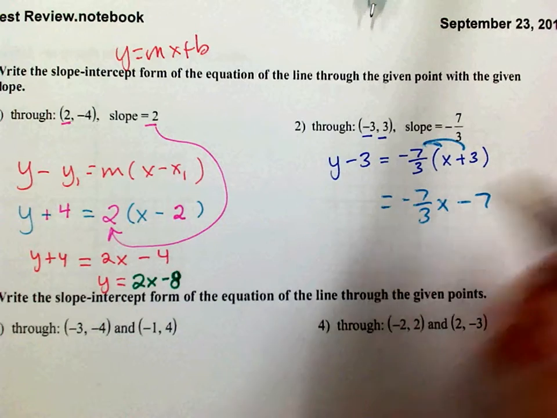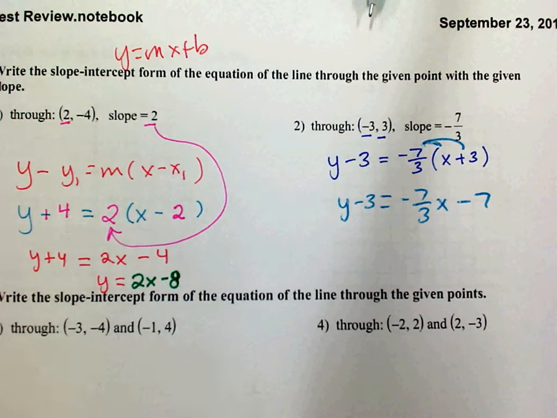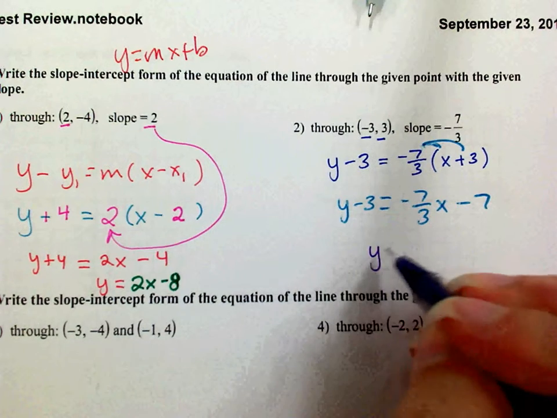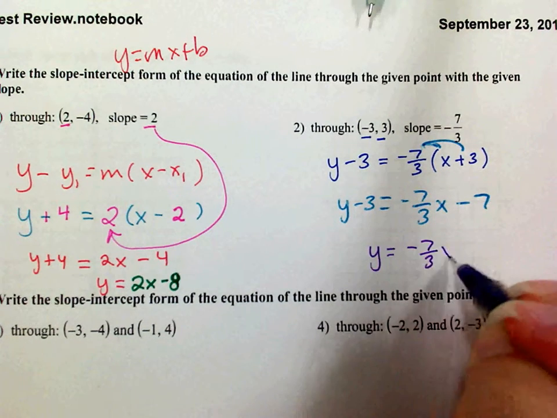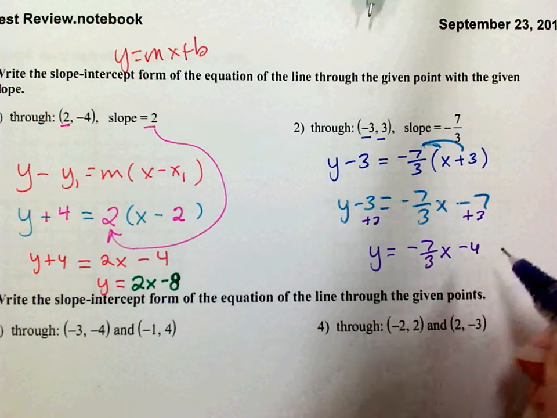Good, so negative 7. I've got y minus 3. I want to solve for y. So y equals a negative 7/3 x minus 4. And there we go.